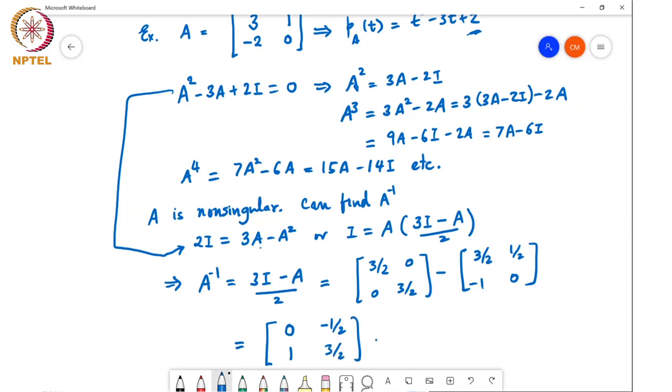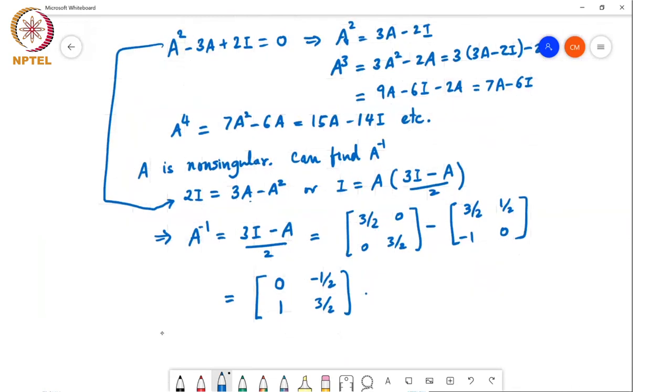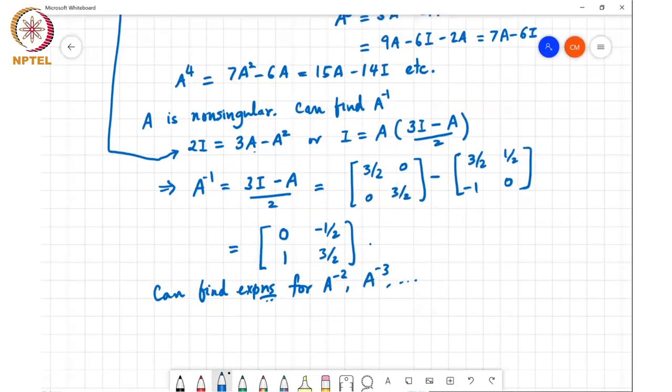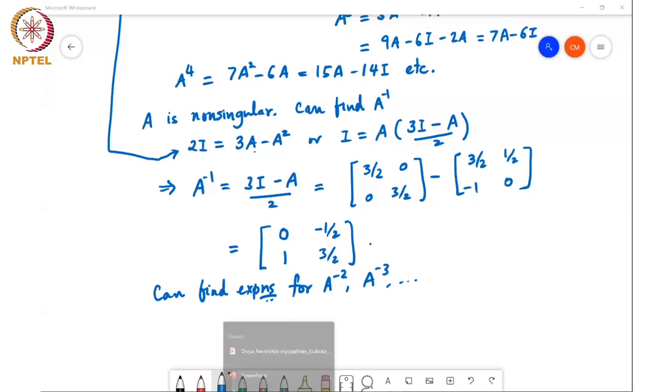So basically, the Cayley-Hamilton theorem allows you to also compute A inverse when A is non-singular. And in fact, you can find expressions for A to the minus 2, A to the minus 3, and so on also. So you can try this. All you have to do is multiply this by A inverse and then substitute for A inverse from this. So you'll get 3 over 2 times A inverse minus 1 half the identity matrix. But you already have an expression for A inverse. You substitute for that, you'll get an expression for A to the minus 2 and so on. And this observation is true for any non-singular matrix.